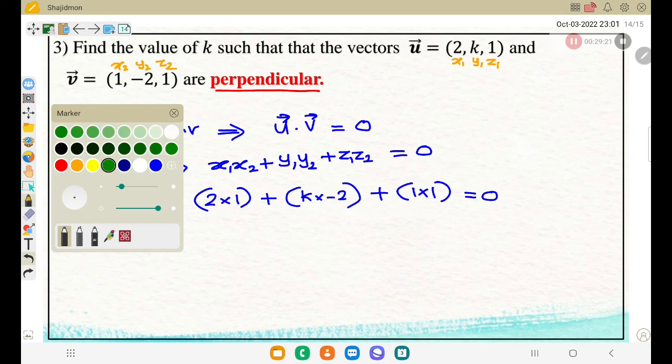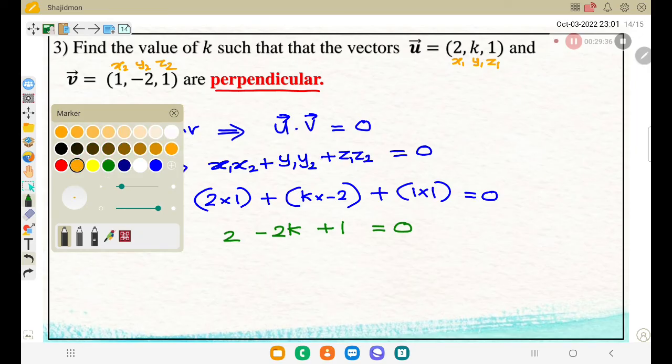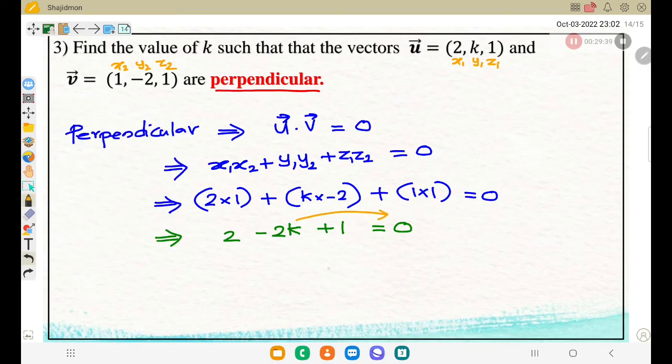Now you can simplify that one. 2 multiply 1, that is 2, and k multiply minus 2 is minus 2k, plus 1 multiply 1 is 1, equal to 0. Now simplify and find the k number. Minus 2k we can take to the other side, it becomes 2k equals 2 plus 1, that is 3. So both sides we can divide by 2. K equals 3 over 2, which means 1.5.